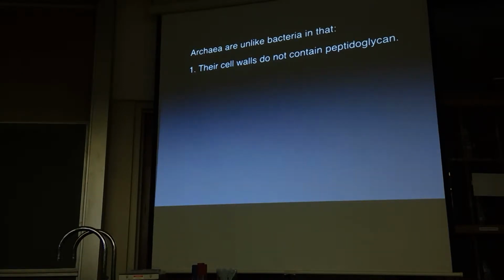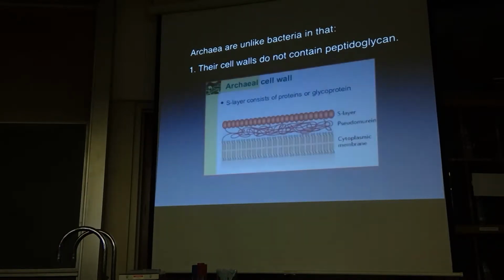So peptidoglycan is the rigid material that makes up the cell walls of most bacteria, or I should qualify that and say most bacteria that we are familiar with. We talked about peptidoglycan when we were doing the Gram stain. Archaea never have peptidoglycan in their walls. They do have a material called pseudomurein. Murein is another name for peptidoglycan. So they have a molecule that's somewhat similar, but it's not the same stuff.